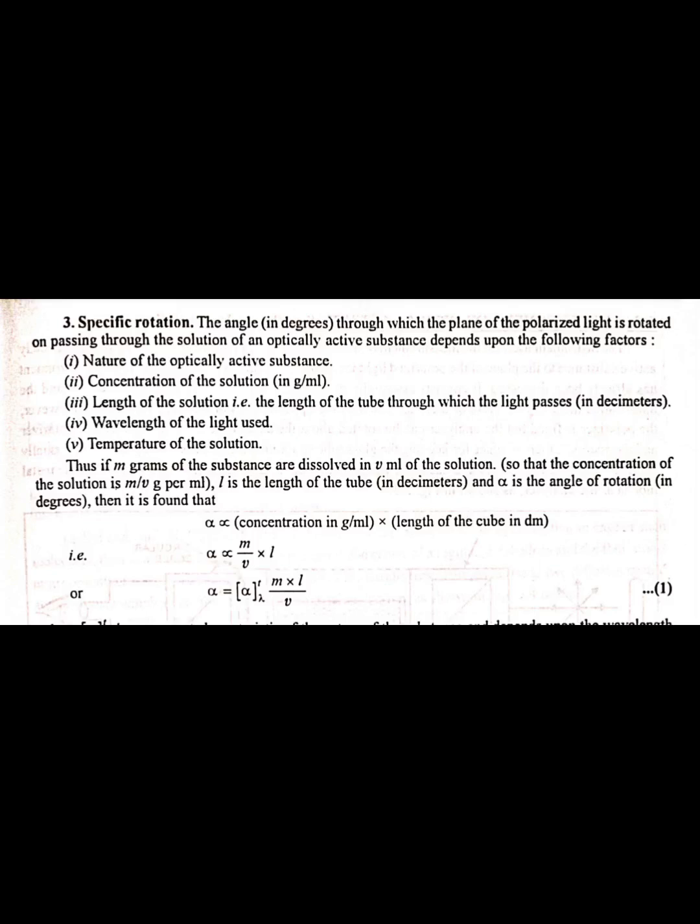Thus, if m grams of the substance are dissolved in V ml of the solution, so that the concentration of the solution is m by V gram per ml, L is the length of the tube in decimeters and alpha is the angle of rotation in degrees, then it is found that alpha is directly proportional to concentration in gram per milliliter into length of the tube in dm. Alpha is directly proportional to m by V into L.